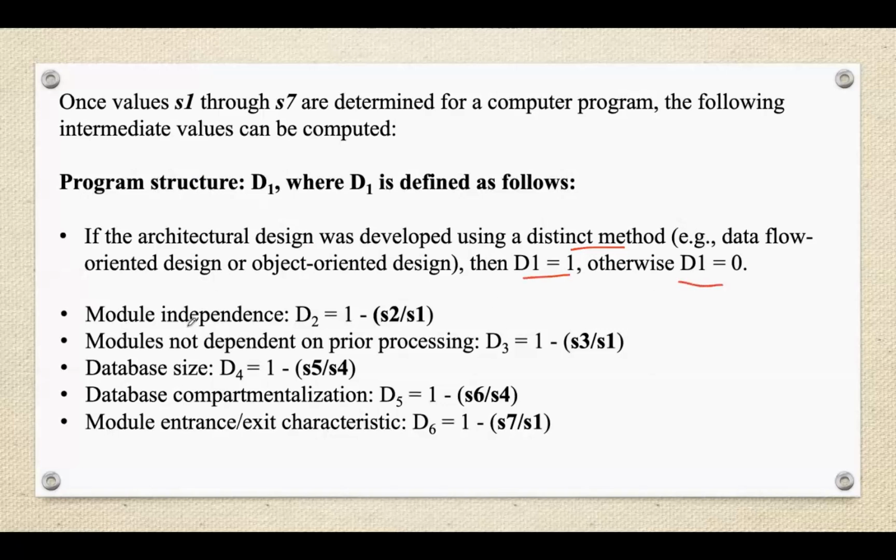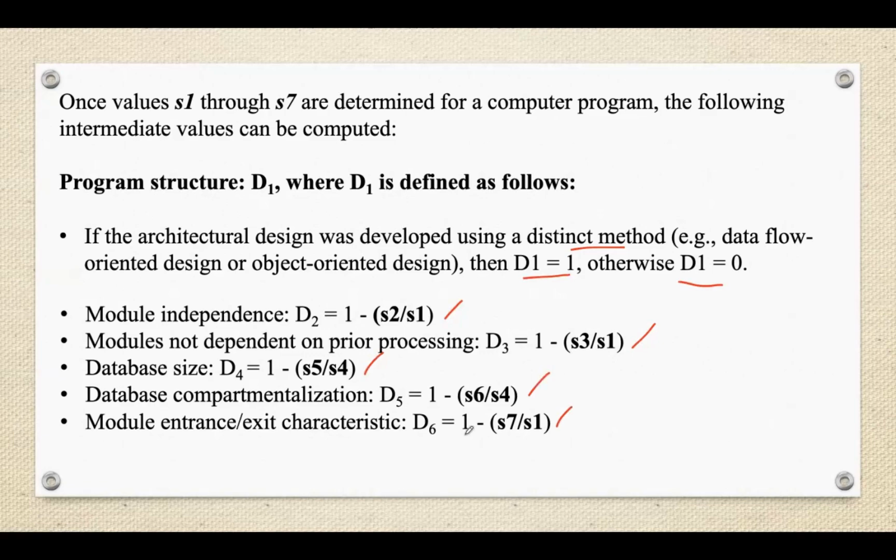Then for calculating the module independence, we need to use this formula: D2 equals 1 minus S2 by S1. And if the modules are not dependent on prior processing, then D3 should be calculated as 1 minus S3 divided by S1. And the database size can be obtained from D4 equals 1 minus S5 by S4. And database compartmentalization can be obtained by calculating D5 equals 1 minus S6 by S4. The module entrance or exit characteristic is obtained by finding D6 equals 1 minus S7 by S1.